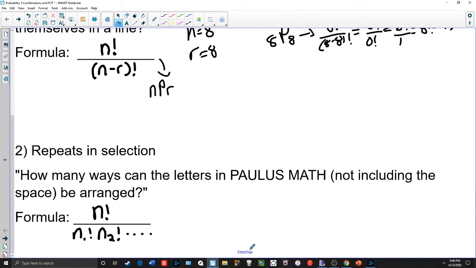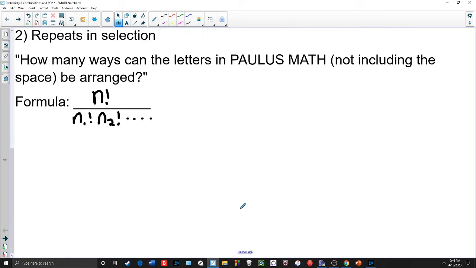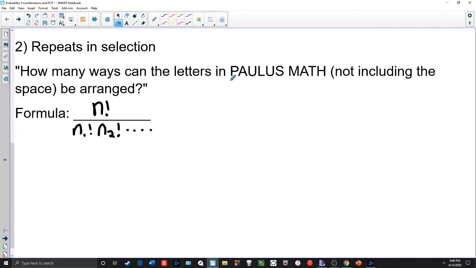Now, if you have repeats in your selection, which usually has letters involved, where you take a bunch of letters, like in this case, Paulus Math, excluding the space, how many different ways can you rearrange these letters given this set? Well, we start with pretty much the same formula, except that because we have repeats, we can't just use nPr. We have to do it by hand. So n is still the total number of things that we have: 1, 2, 3, 4, 5, 6, 7, 8, 9, 10. So we have 10 letters, so 10 factorial.